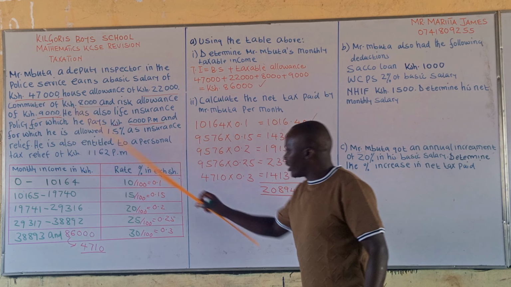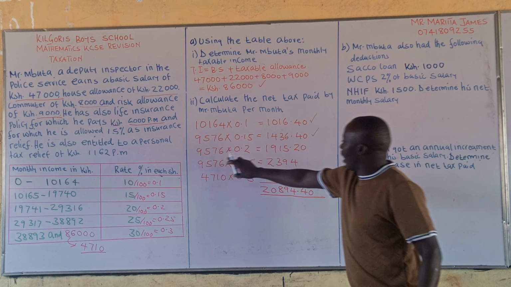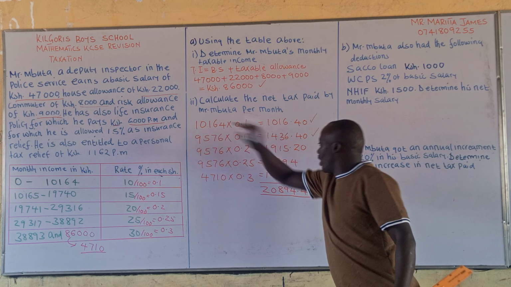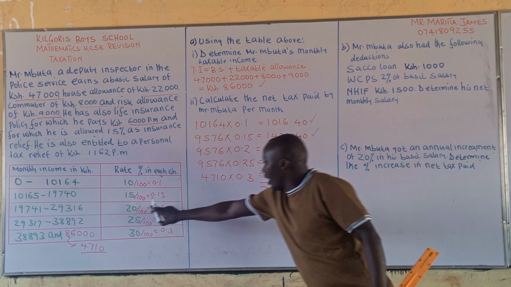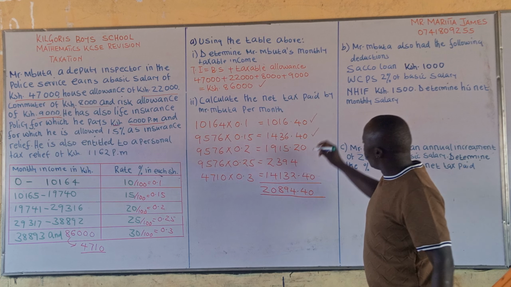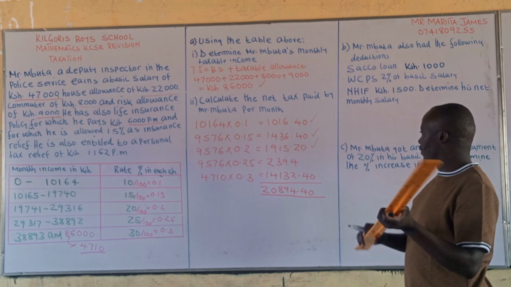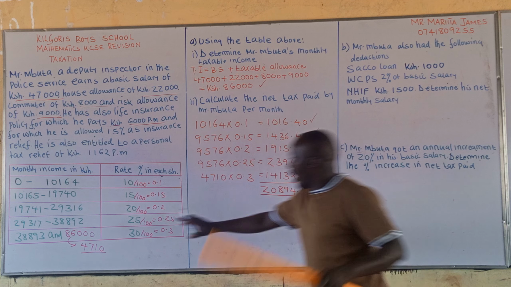And then we have 29,316. Now you subtract 19,740. The difference remains as 9,576. The rate here is 20%. 20 over 100 is the same as 0.2, and that gives us 1,915 shillings and 20 cents.